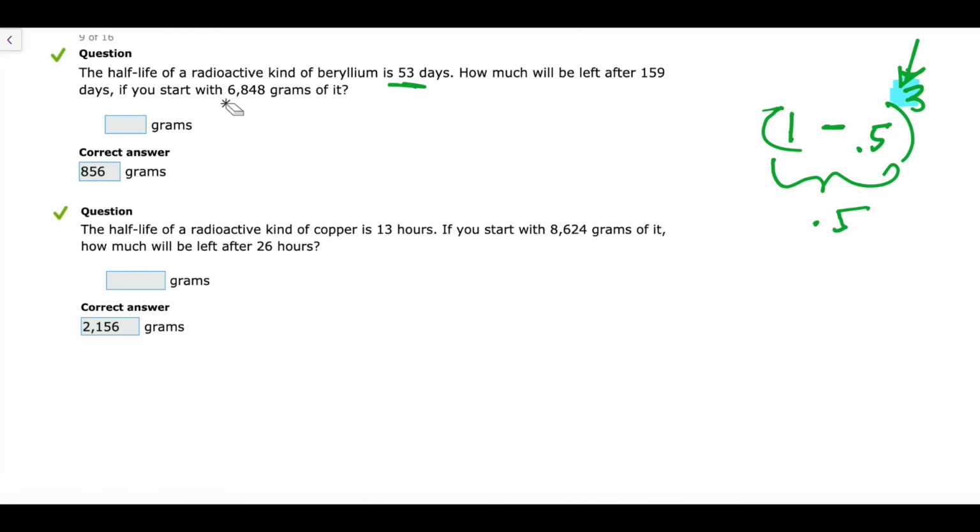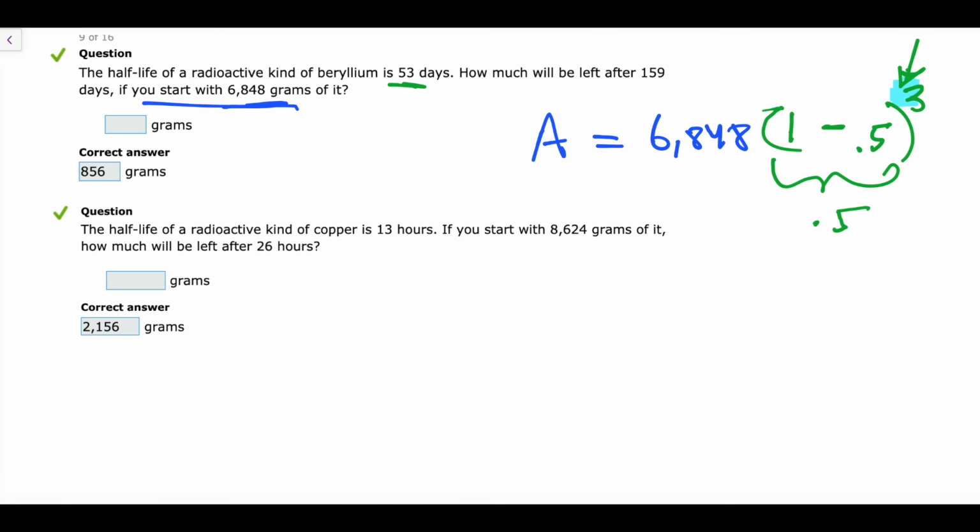Okay, so we have our power up there, and we're starting off with this number here. So where do we put that number? Is that where we're multiplying it by? Mm-hmm. Because that's what you're starting off with. So that's what you end up with, which is what we're figuring out, and this is what you're starting off with, which is 6,848. So it's 1 minus 0.5, which is 0.5. Take that to the power of 3, multiply it by 6,848.